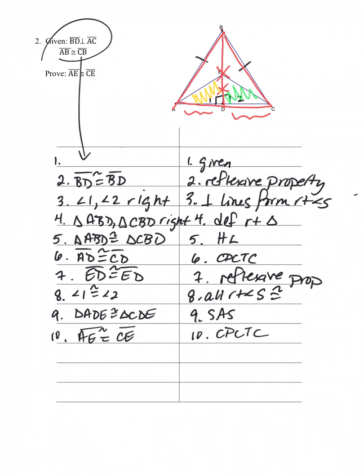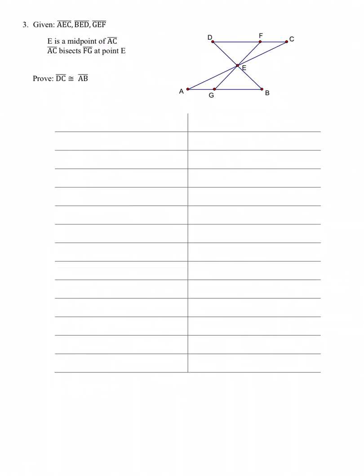That was a little more rigorous than the last one because you had to go forward and backwards, and you had to use hypotenuse leg. All right, question 6. Our ultimate goal is to prove that DC is congruent to AB. I like to start with the end in mind. We have E as a midpoint of AC, so that will give us this. I can see that we have vertical angles here. We also have that AC bisects FG at E. Okay, so we're going to get these triangles congruent.